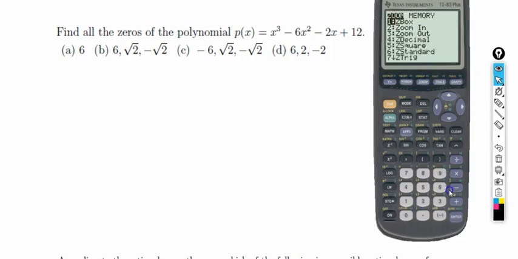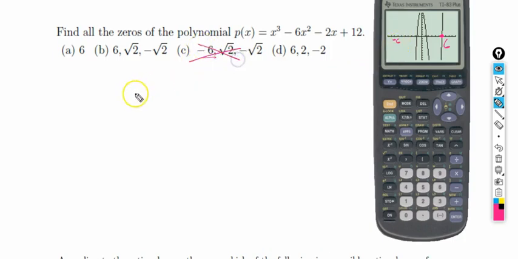And if I start with a zoom 6, okay, it looks like we have a 0, a nice 0 right there. And that looks to be around 6. But where would negative 6 be? Negative 6 is about here, and as you can see, there's no x-intercept at negative 6. So we do not have a 0 at negative 6. So I can rule out that one.